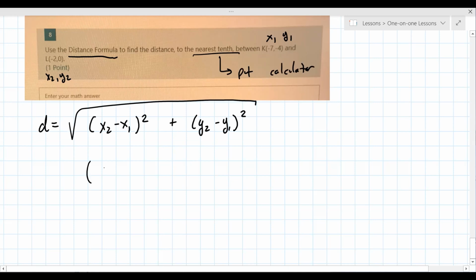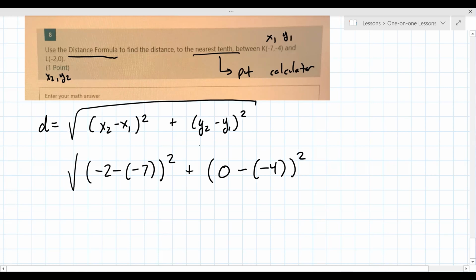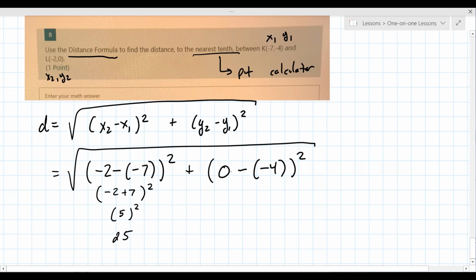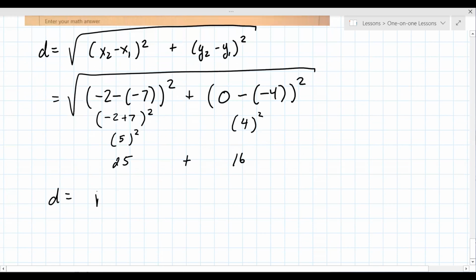So this is minus 2 minus a minus 7. Y2 is 0 minus Y1, which is minus 4. Minus 2 minus a minus 7 is really minus 2 plus 7. And then you square that, so that's 5 squared, which is 25. 0 minus a minus 4 is 4. Square that. That gets you down to 16. So we're going to add these together. The distance is the square root of 41.